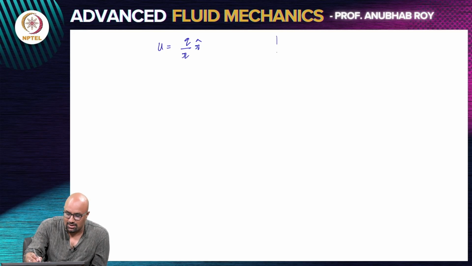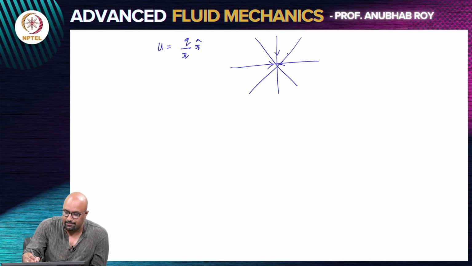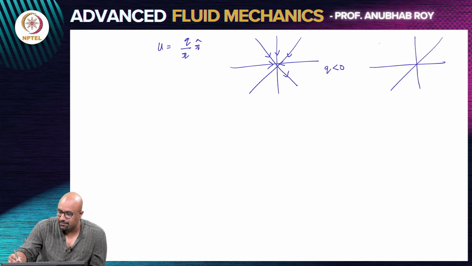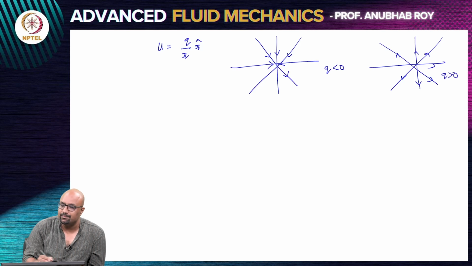How would the streamlines look? Streamlines are all going to point radially inward if q was negative. If q was positive, then they would be radially outward.